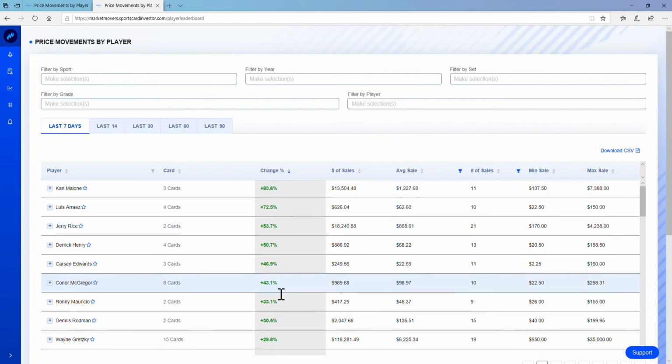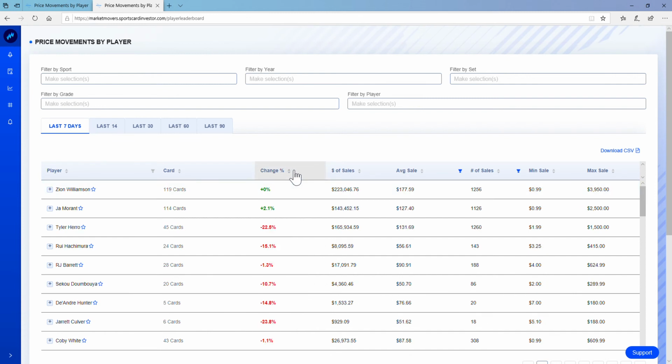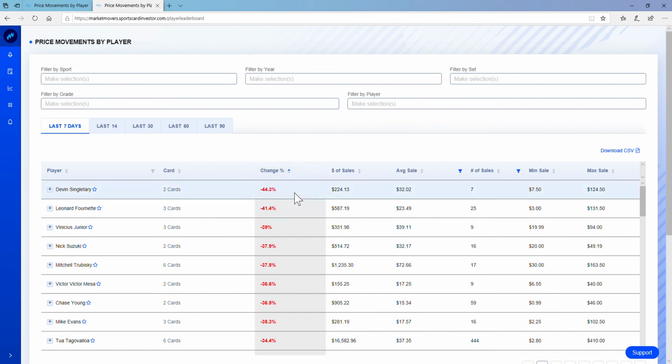But let's sort this. This is sorted from the highest gain over the last 7 days. Let's sort this backwards. So just reverse this here, and this shows you who's down the most. Devin Singletary down 44%. It's only 2 cards, so I like to find someone that has more than 2 or 3 cards. But let's check out somebody, for instance.